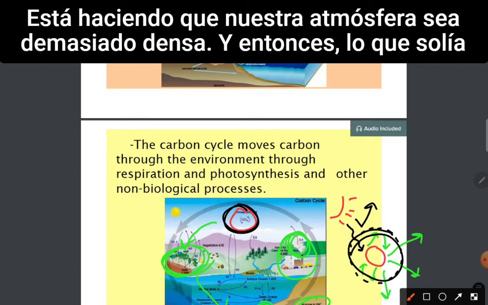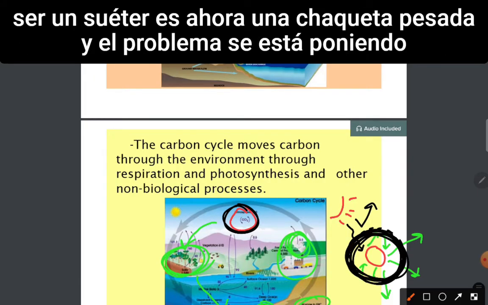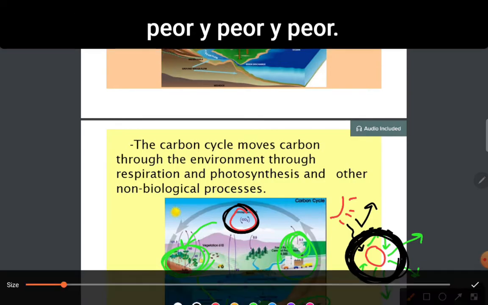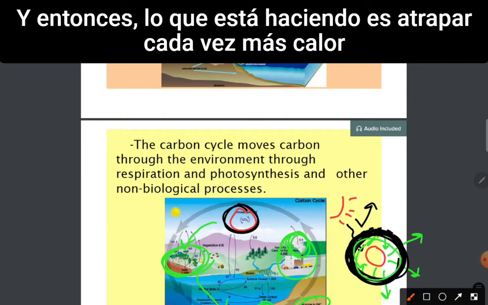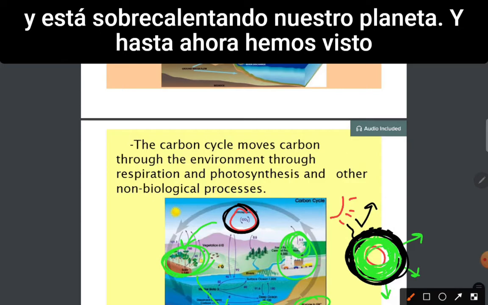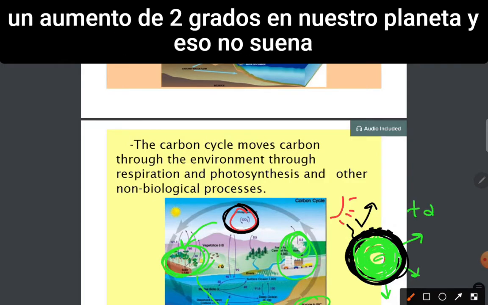It's making our atmosphere too thick. And so what used to be a sweater is now a heavy jacket. And the problem is getting worse and worse. What that's doing is trapping more and more heat in, and it's overheating our planet. So far we have seen a 2-degree rise across our planet.